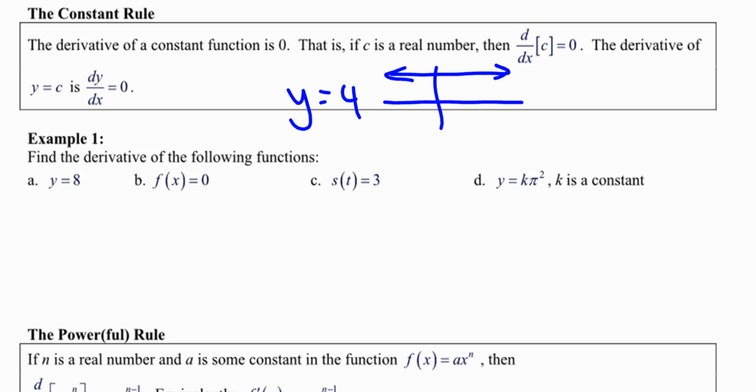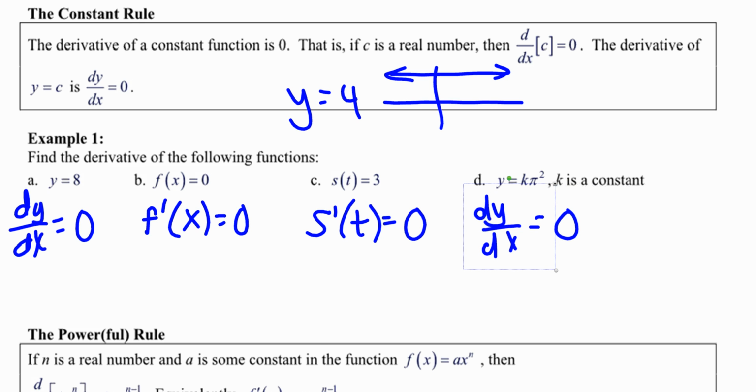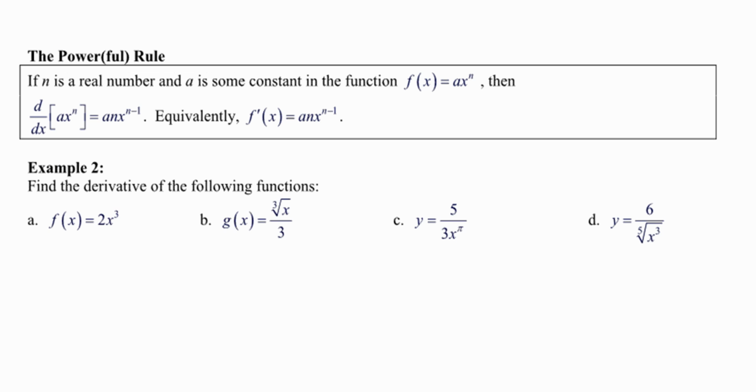So find the derivative of the following functions and practice using the different notation. This one would be 0. dy/dx equals 0. This one we could change it up and write f prime of x equals 0. s prime of t equals 0. Oh, and k is a constant, pi is a constant, so dy/dx is 0. The slope is 0. That's a very easy rule, one you should definitely remember.